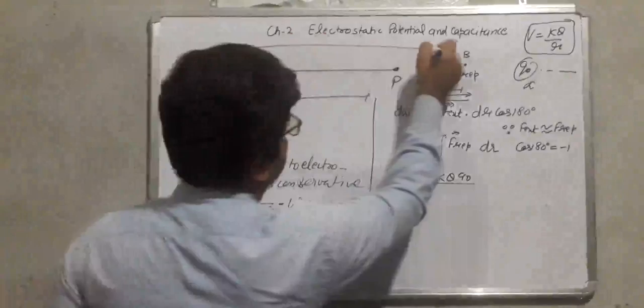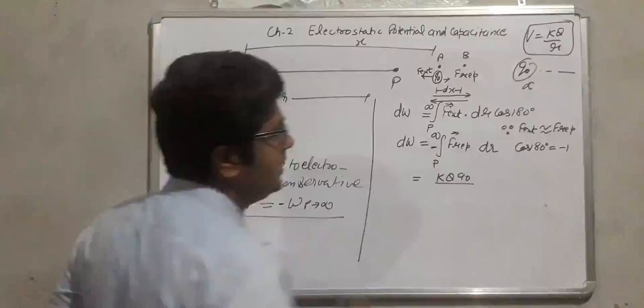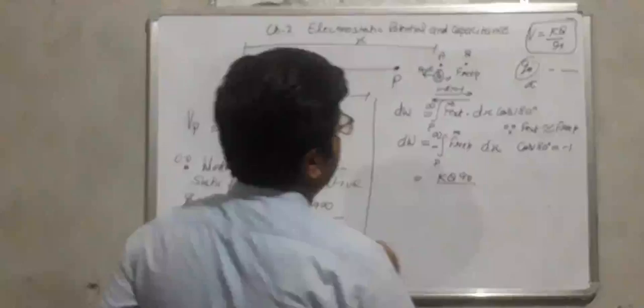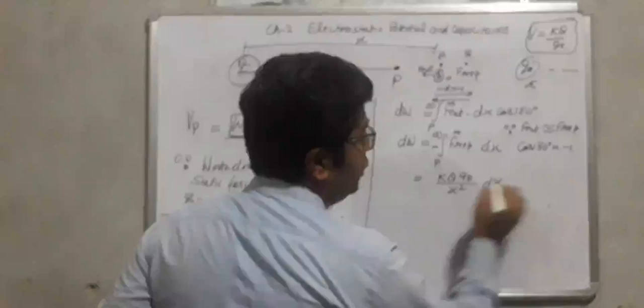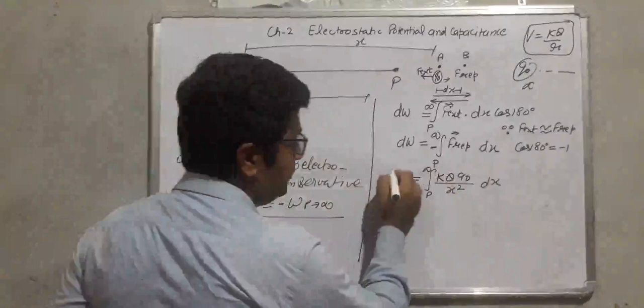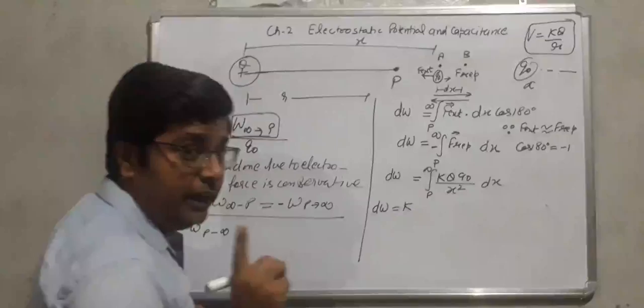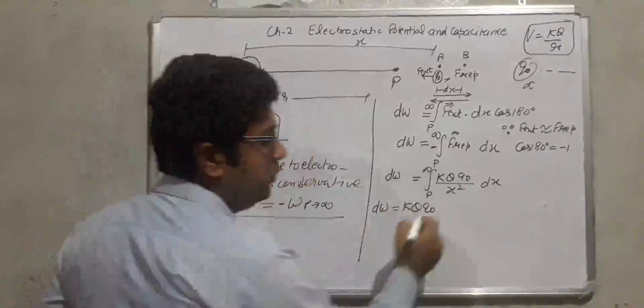Now, what is this distance? Suppose this distance is x, and take this as dx. It's quite easy to solve the integration over dx. So k q q naught by x square into dx from P to infinity. Now this is equal to dw. We can take common k, which is constant, the source charge is constant, q naught is constant. What is left? 1 by x square dx from P to infinity.